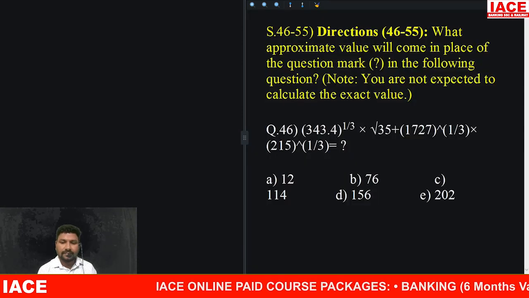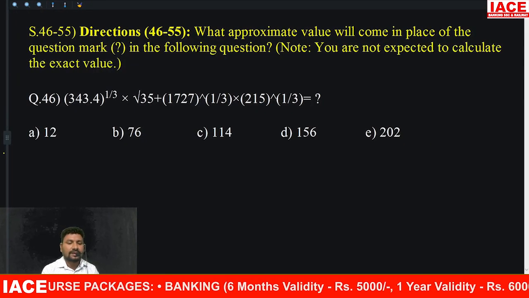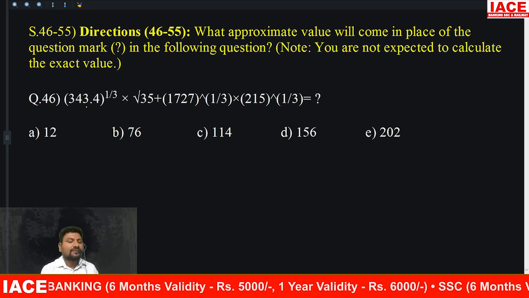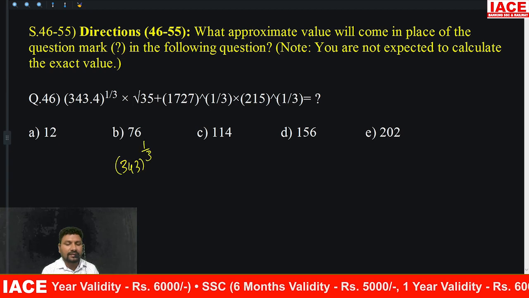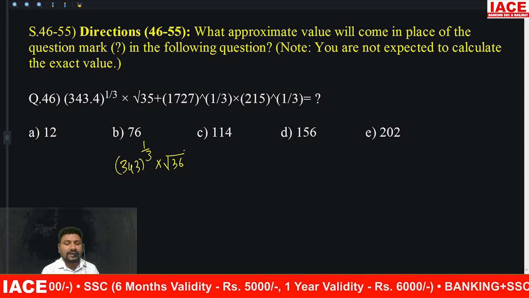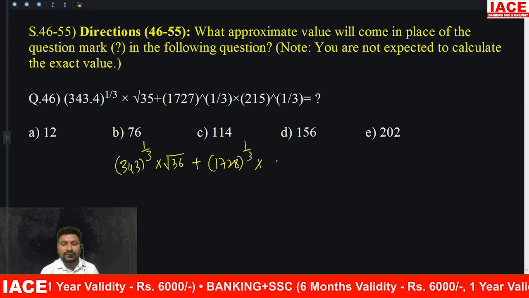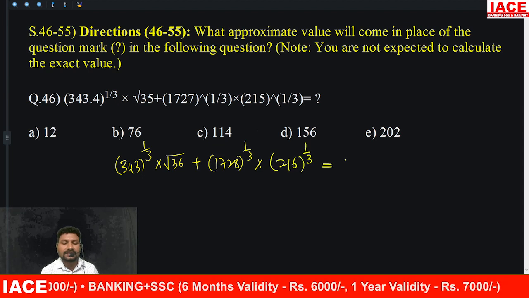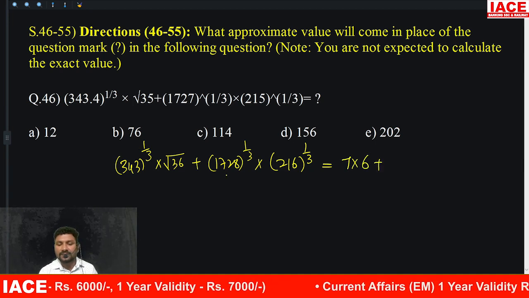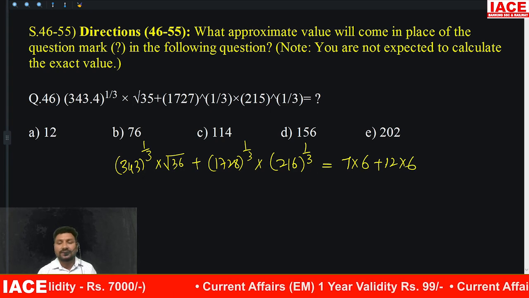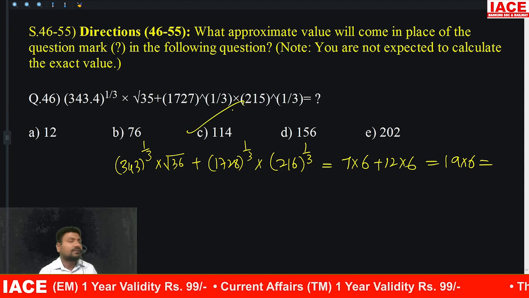Next is approximation questions. 343 means nothing but 7. Okay, 343 to the power of 1 by 3 into root of 36 plus 1728 to the power of 1 by 3 into 216 to the power of 1 by 3. This is the question. 343 to the power of 1 by 3 is equal to 7. 7 into 6 plus 12 into 6, it is equal to 19 into 6. Okay, 19 into 6, the answer is what? 114. Option C.